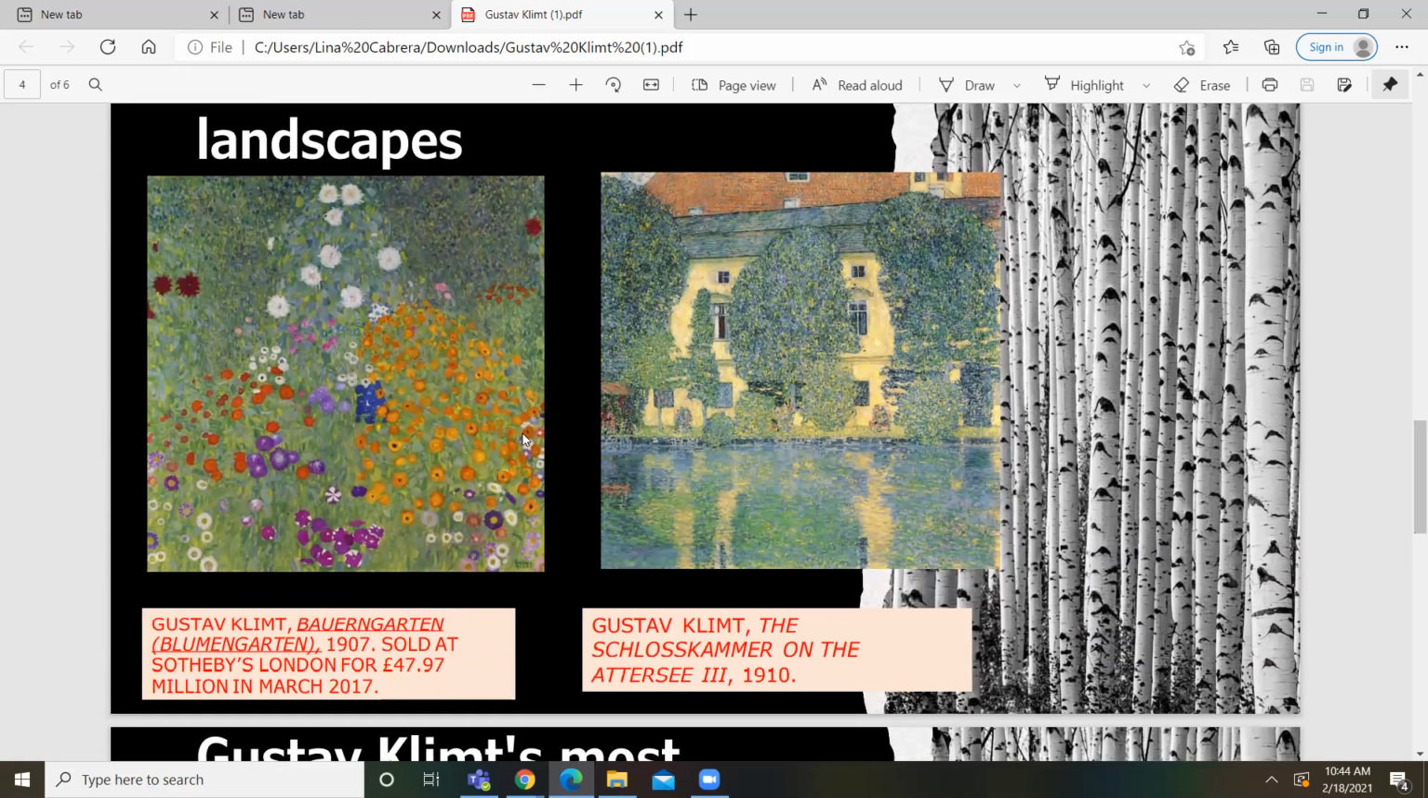Okay, so over here, we can look at Gustav Klimt's Bauerngarten, which I'm assuming is Bloom Garden, which was in 1907. And you can see how the flowers are very lush and growing very wild.